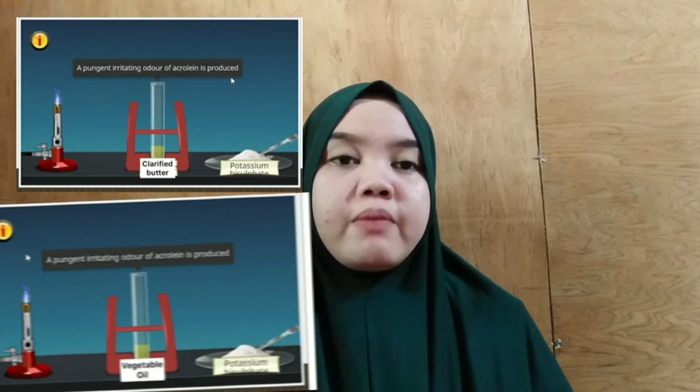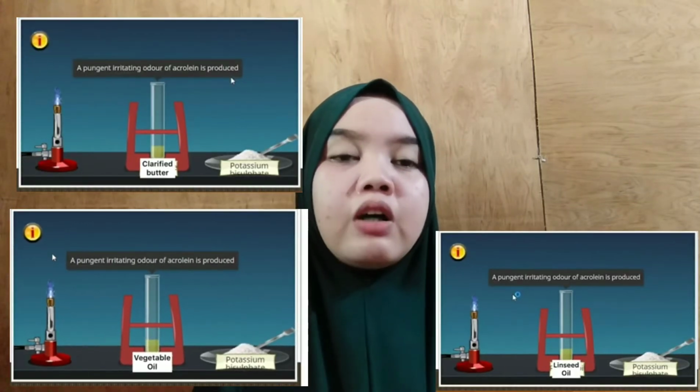In this test, we have 3 samples: the clarified butter, vegetable oil, and the linseed oil. On this test, we are going to describe the smell of the samples. Procedures. In clarified butter, add a small amount of potassium hydrogen sulfate crystal with a lipid sample, and then heat the mixture directly on the burner. Then, observe the odor that will be produced. Repeat those steps for the vegetable oil and for the linseed oil.